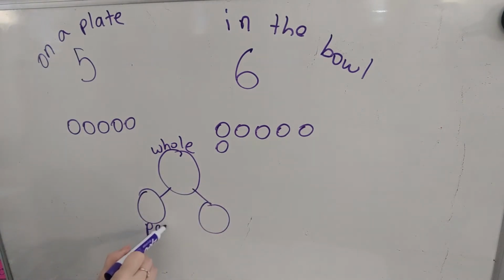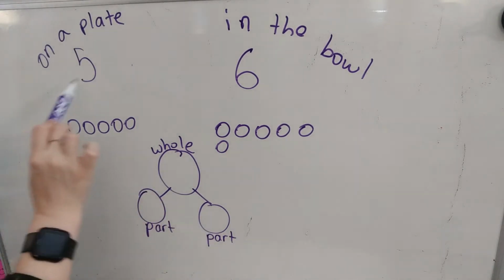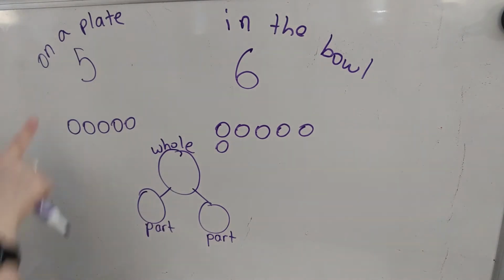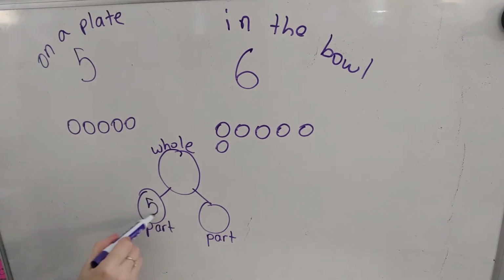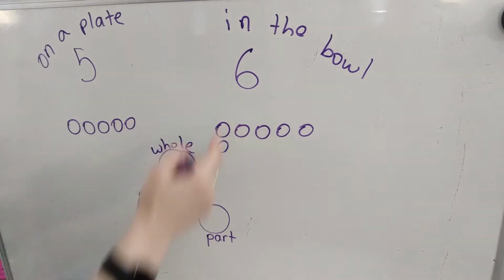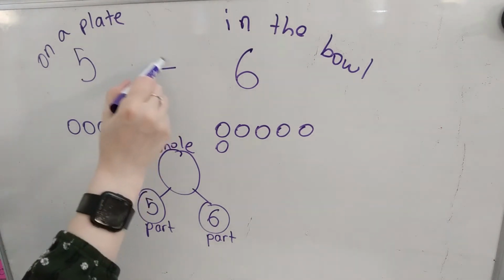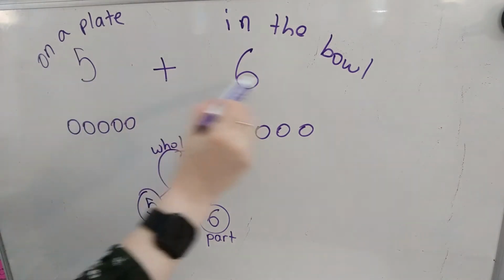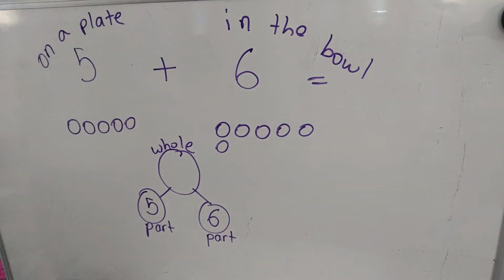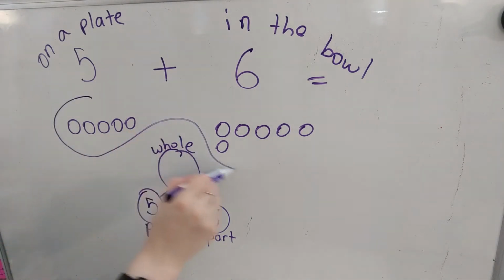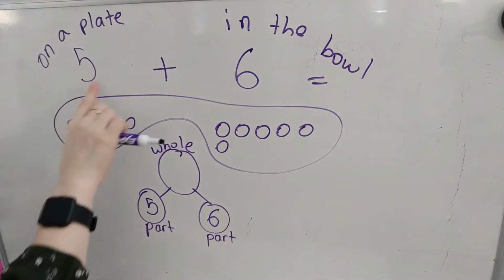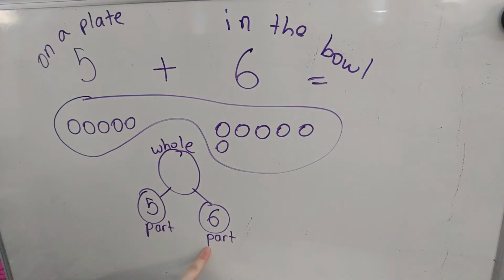Part, whole. What are the 2 parts in this story? One part is the avocados that are on a plate, which is 5. And the other part is the avocados that are in a bowl, which is 6. The question says, how many avocados are there in all? When it says, are there in all, we are going to add to find the total, all together. That's when we add those 2 numbers, 5 plus 6.